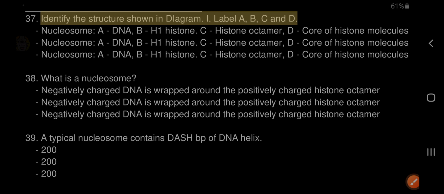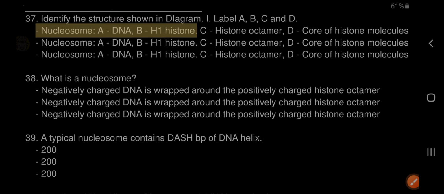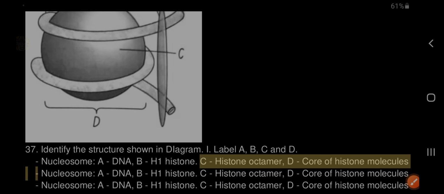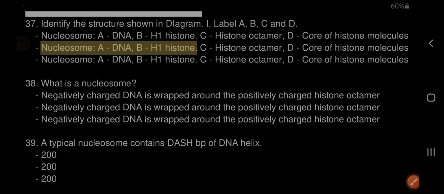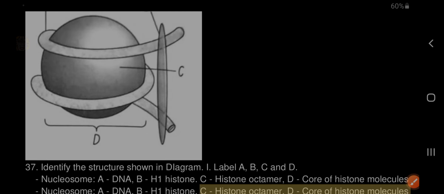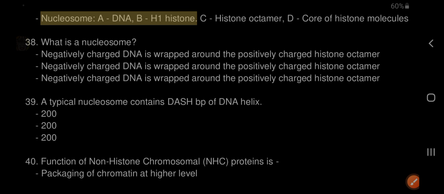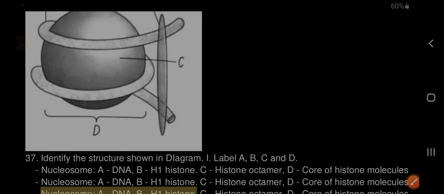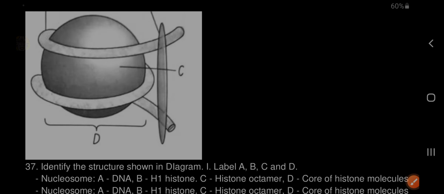37. Identify the structure shown in the diagram and label A, B, C and D. Nucleosome. A, DNA. B, H1 histone. C, histone octamer. D, core of histone molecules.